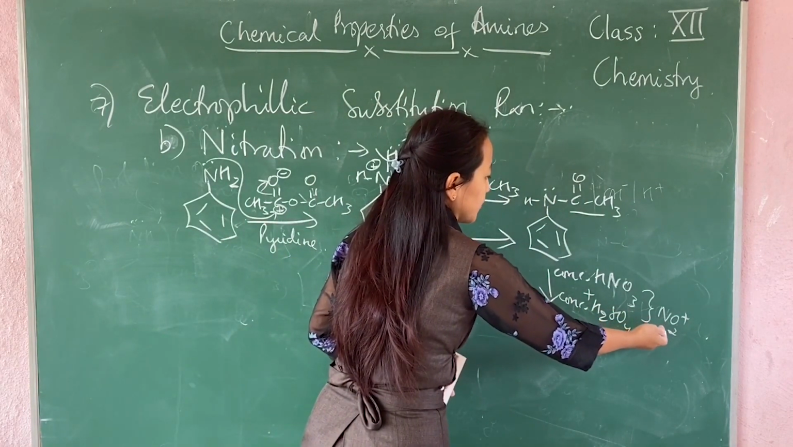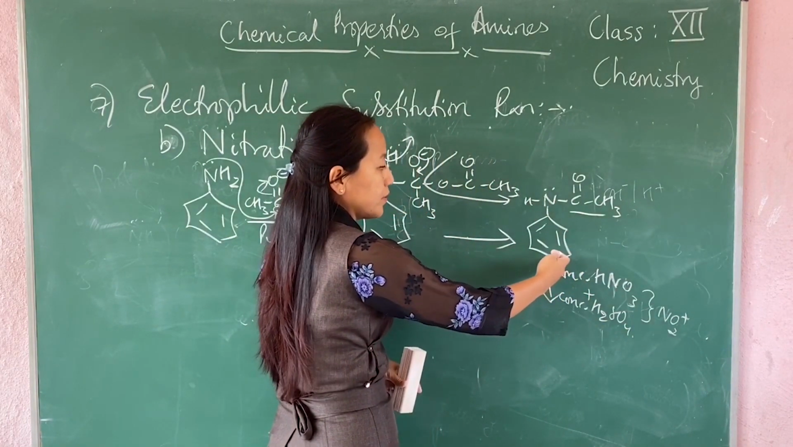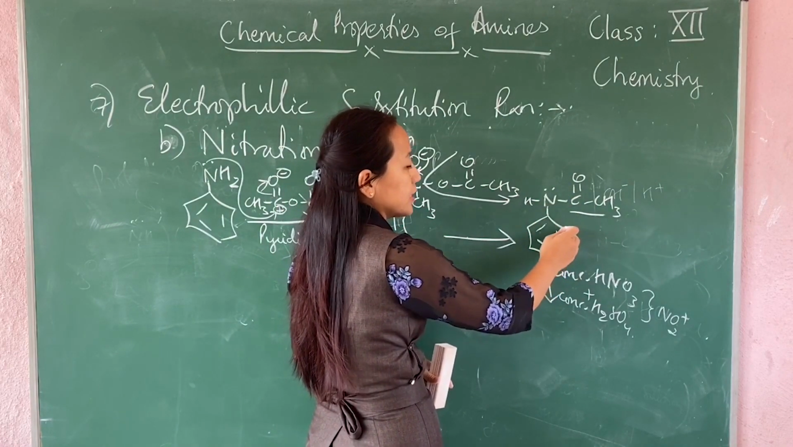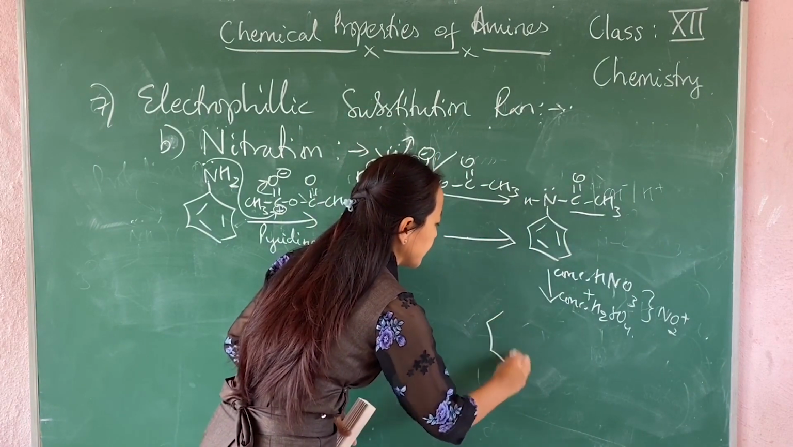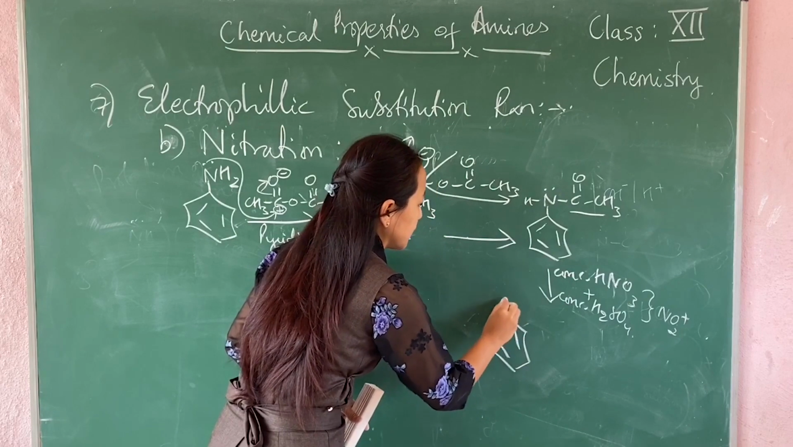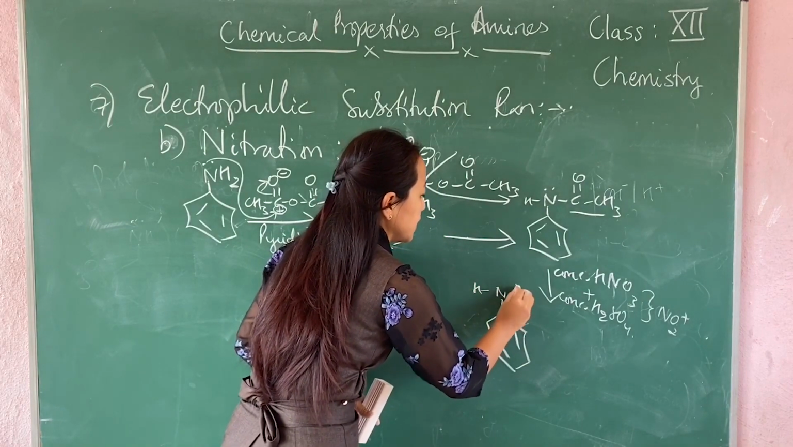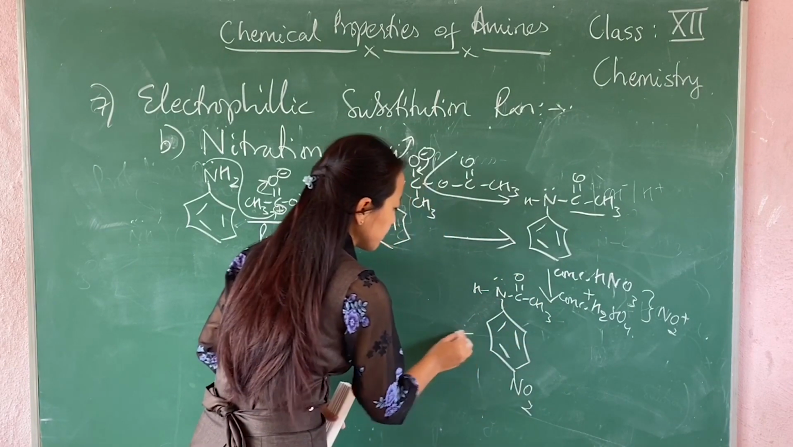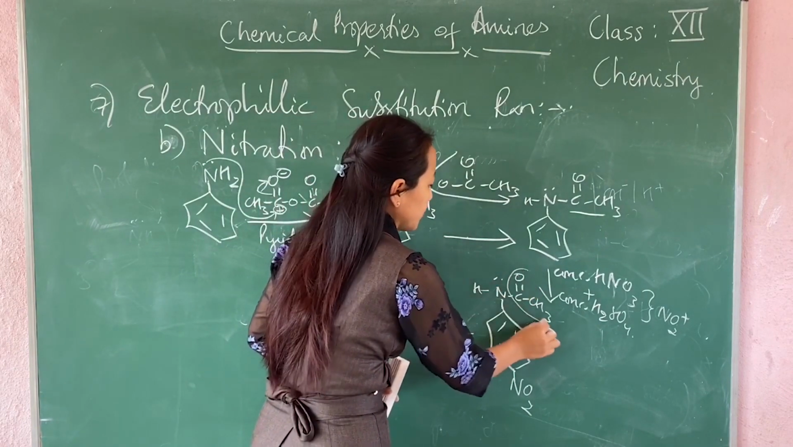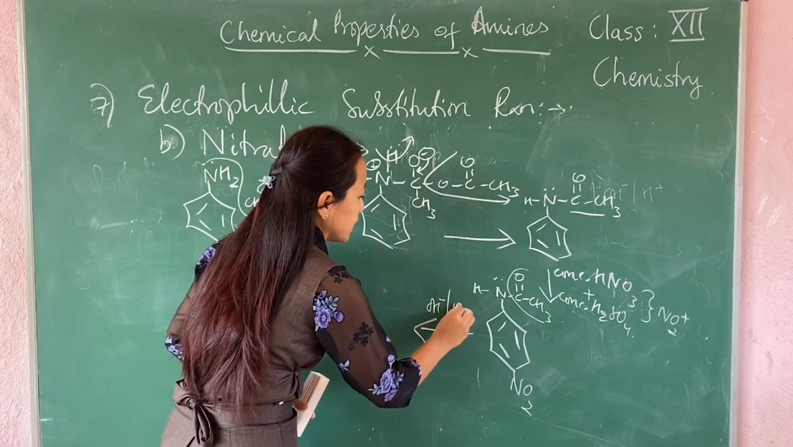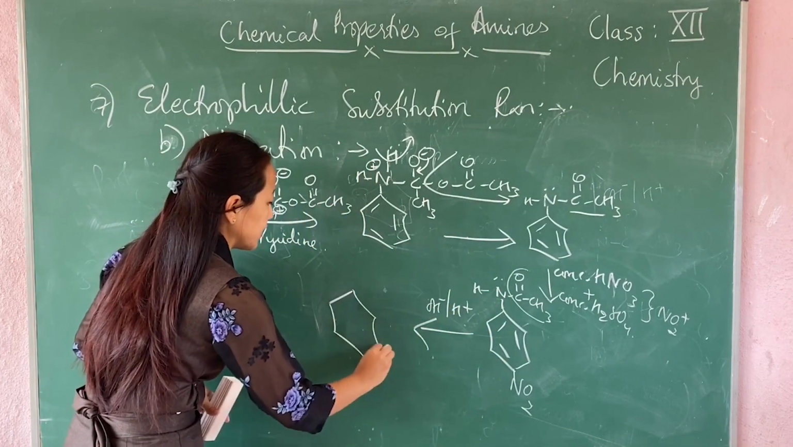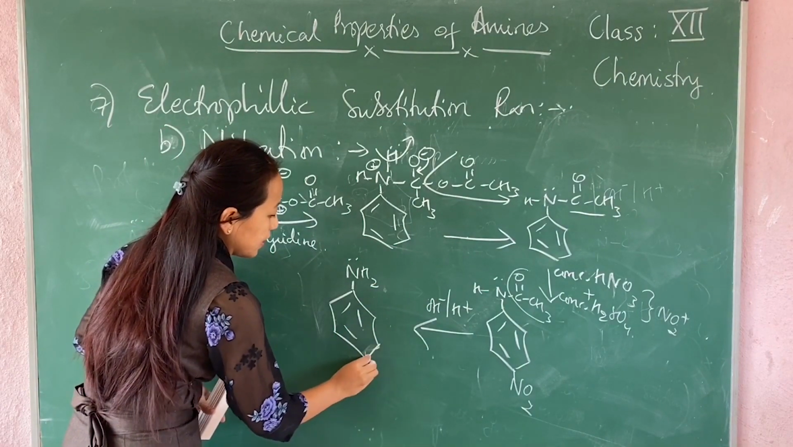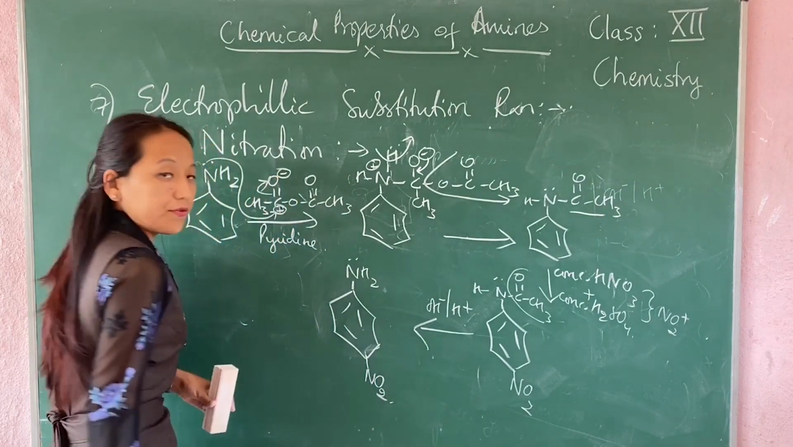Now this NO2+ will again come and attack the carbon which is on the fourth position. Because of the steric hindrance, it cannot attack the second carbon atom. So the product formed will be a para substituted NH, C, double bond O, CH3, and NO2 on the fourth position. Now in order to remove this group, you are going to hydrolyze this and you will get NH2 and NO2 on the fourth carbon atom.